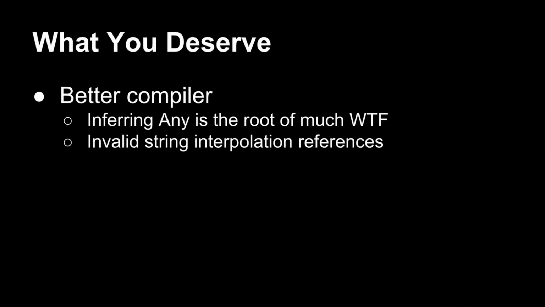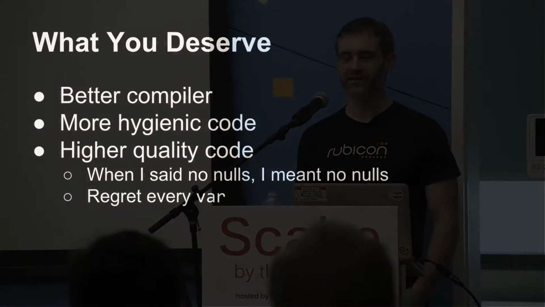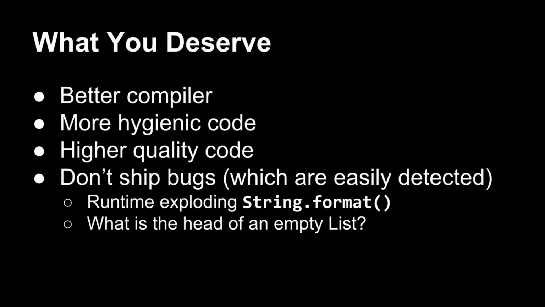So what you're going to get out of static analysis, what you're going to deserve, what I think we can deliver you, is a better compiler that causes you fewer errors and explains things better when you make mistakes. I think you can have more hygienic code that's more consistent, that's easier for your team to read, and doesn't allow itself to devolve into worse bad things like infinitely long functions and gigantic classes. I think we can have higher quality code that doesn't let people coming into Scala fall back on the bad practices they learned from before: null and var here. And I think we can ship fewer bugs. So I'll show you some examples of those coming up.